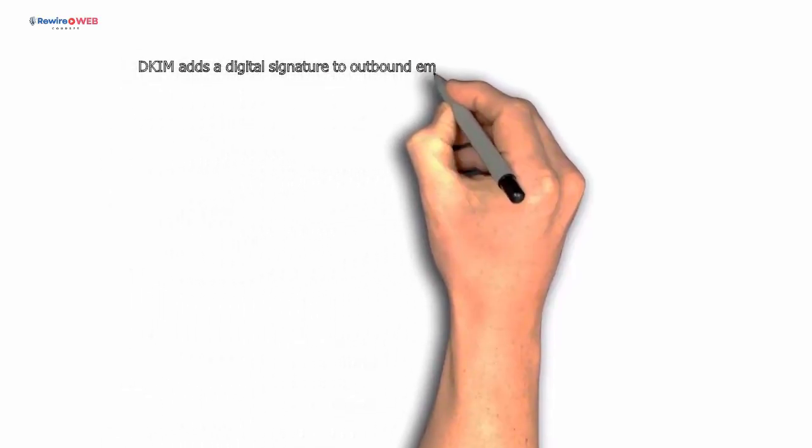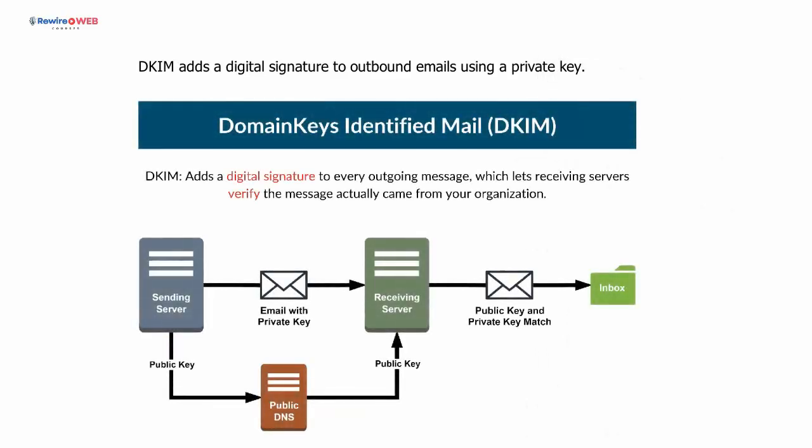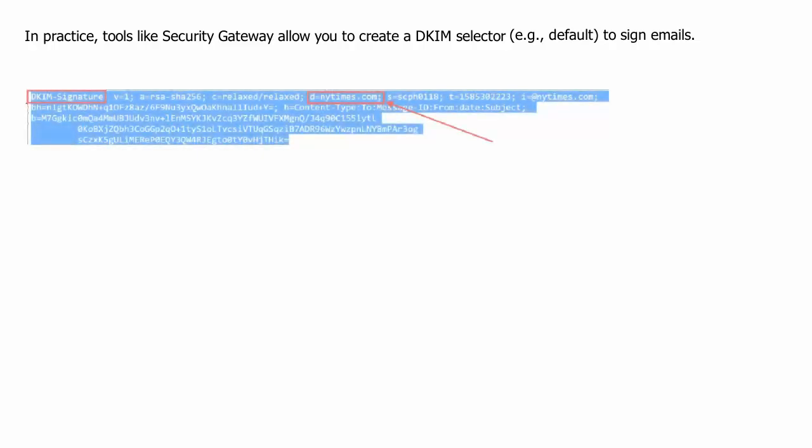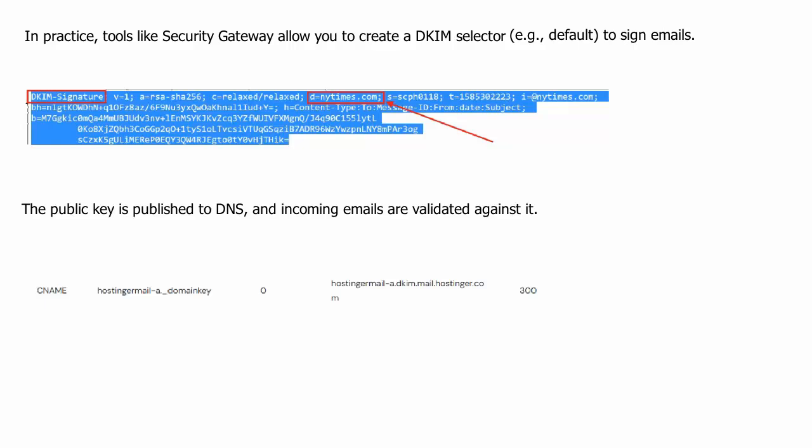Next, let's talk about DKIM, or DomainKeys Identified Mail. DKIM adds a digital signature to outbound emails using a private key. The corresponding public key is published in DNS. When an email is received, the recipient server validates the signature using the public key, ensuring the email wasn't tampered with and originated from the claimed domain. In practice, tools like Security Gateway allow you to create a DKIM selector, like default, to sign emails. The public key is published to DNS, and incoming emails are validated against it. This ensures both integrity and authenticity.